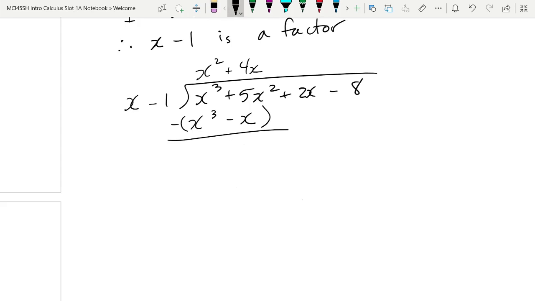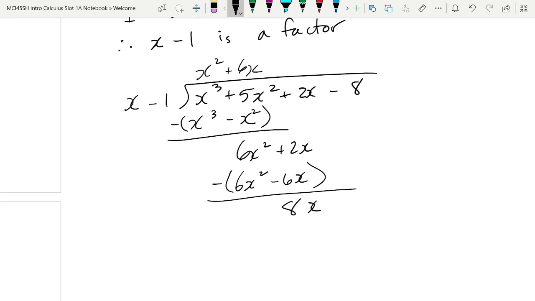5x squared minus, oh, this should be a minus x squared for one thing. 5x squared minus negative x squared is 6x squared. Thank you for noticing that. There we go. Now bring down the 2x. Okay, so that means this is the wrong digit. 6x. Thank you. So 6x times x is 6x squared. 6x times minus 1 is minus 6x. I'm minusing that. 2 minus negative 6 is 8. There we go. Sorry about that.